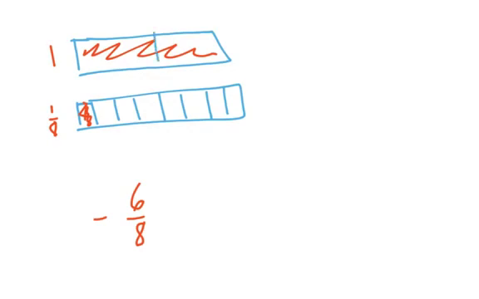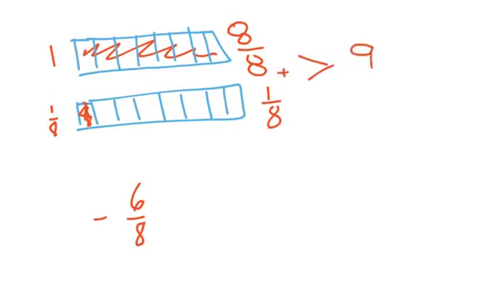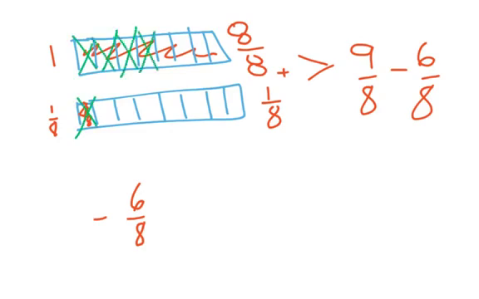So what we need to do now is break apart or regroup our whole into eighths, because we need pieces. So I'm going to do the same thing. I'm going to do fourths, and then I'm going to split each fourth in half. And so now my one whole has been changed into 8/8, and I still have my 1/8. So if I add those together, I have 9/8 now minus my 6/8. Okay, now I can subtract that. 1, 2, 3, 4, 5, 6/8 have been subtracted, which leaves me with 3/8.